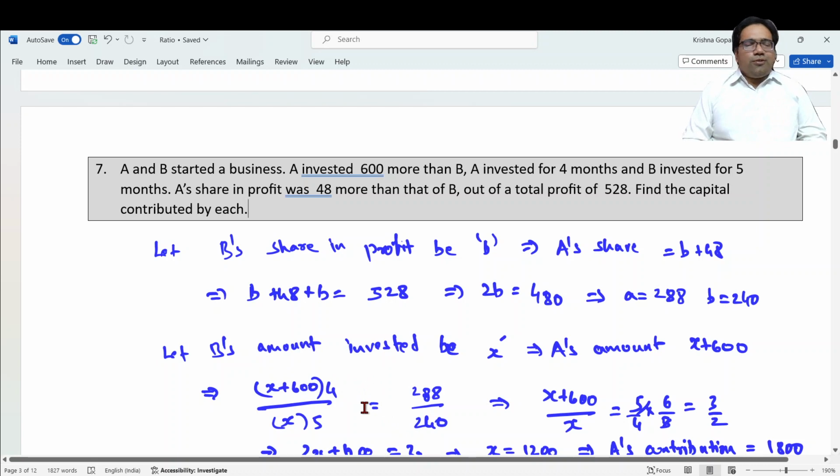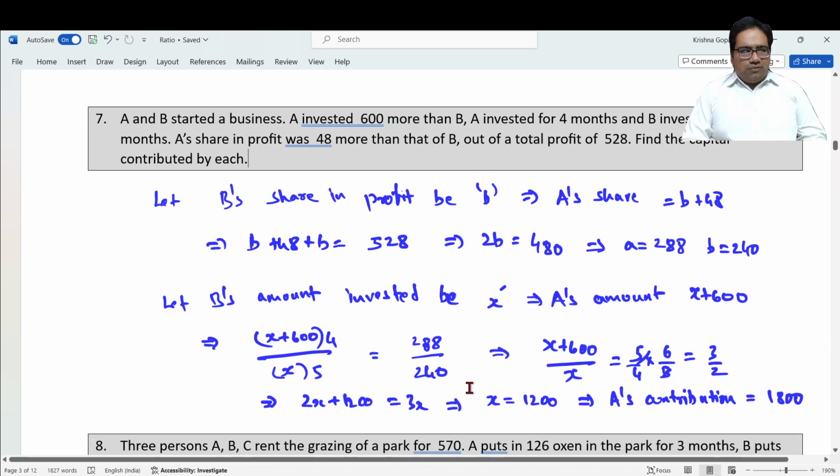How much money he has invested into how many months? That is the total investment. So he has invested x plus 600 for 4 months, and B has invested x for 5 months. So (x plus 600) into 4 by x into 5 should be equal to 288 by 240. What does that mean? X plus 600 by x is equal to 5 by 4 into 6 by 5, right? 288 by 240 is 6 by 5, since 48 times 5 is 240 and 48 times 6 is 288. The 5 and 5 get cancelled. So 6 by 4 is equal to 3 by 2.